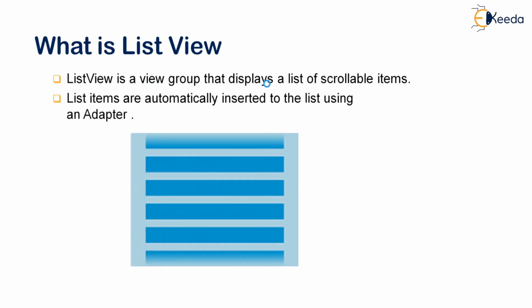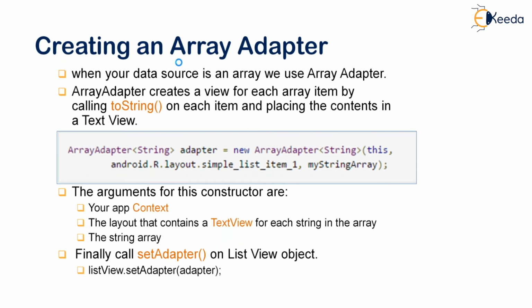A list view is a view group that displays its children in a scrollable list of items. These list items are automatically inserted into the list using an adapter. So it is automatically filled by the adapter. Which adapter are we using now? I'm using the array adapter, which is the most preferred adapter in Android. When our data source is an array, we'll go for the array adapter.